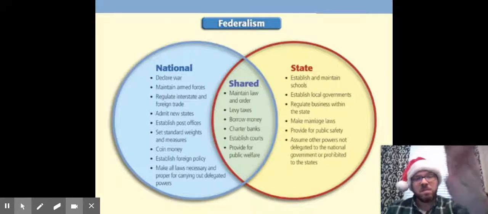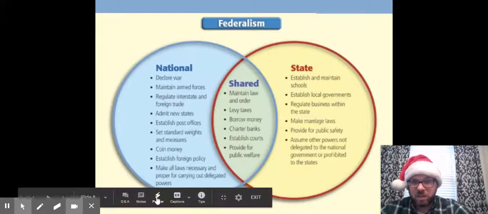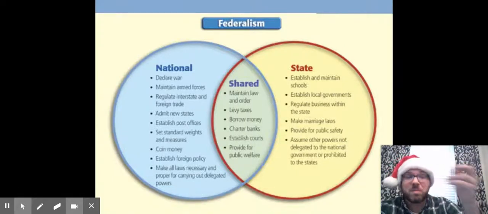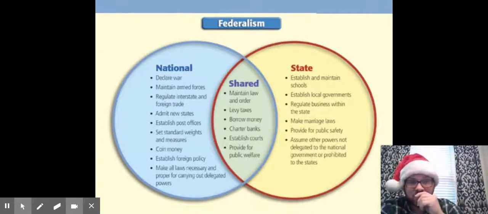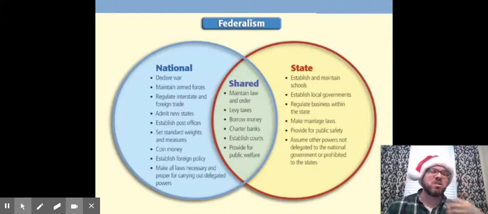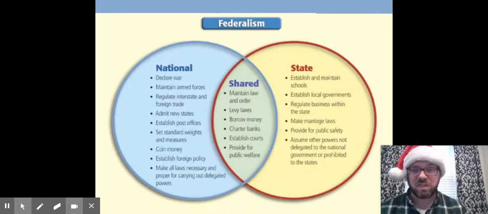All right. In the middle, right here, you'll find the concurrent powers. The concurrent powers are also known as shared, and that is maintain law and order, levy taxes, so both governments can create taxes, create banks, and establish our court system. That's everything I need you to know about the relationship between federal and state government for this year.